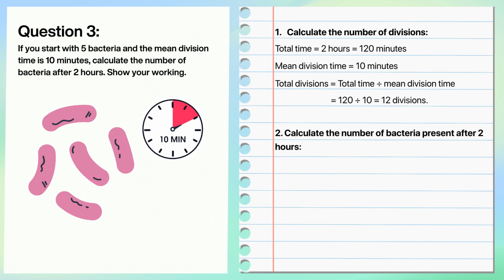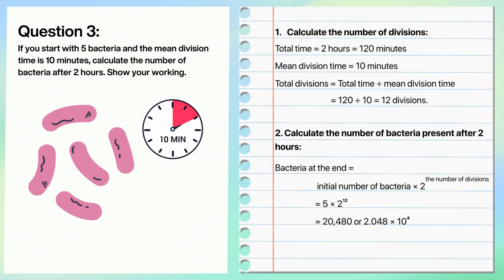Next, we need to apply the formula to calculate the number of bacteria at the end of 2 hours. This is the initial number of bacteria multiplied by 2 to the power of the number of divisions. For this question, this is 5 multiplied by 2 to the power of 12, which gives us a total number of bacteria of 20,480, or 2.048 times 10 to the power of 4 in standard form.